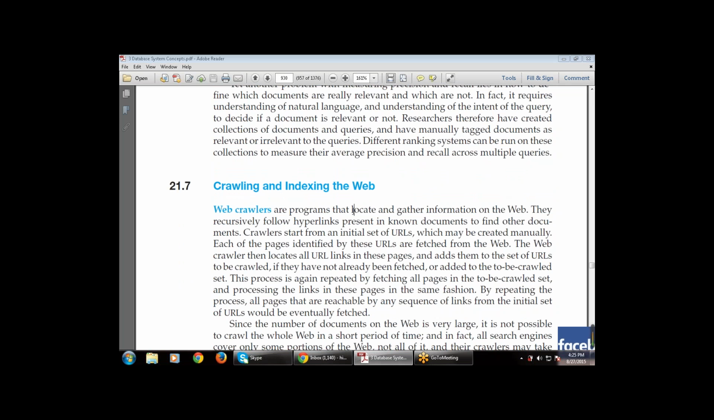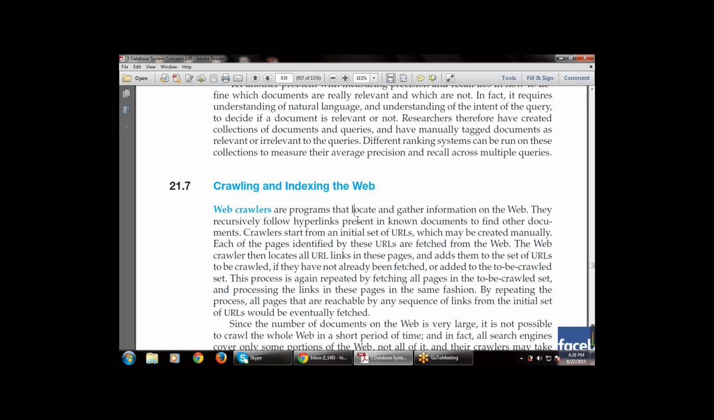Web crawlers are programs that locate and gather information on the web. They recursively follow hyperlinks present in known documents to find other documents. Whatever hyperlinks are present in the known documents are used by the web crawl program to find other documents.